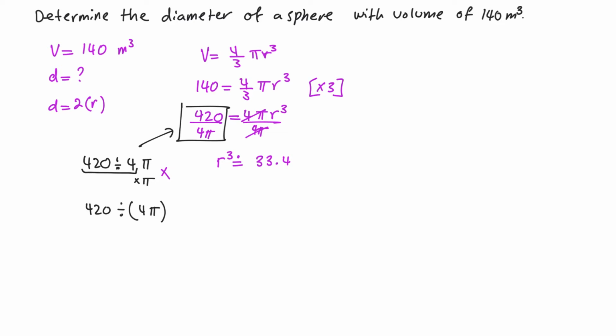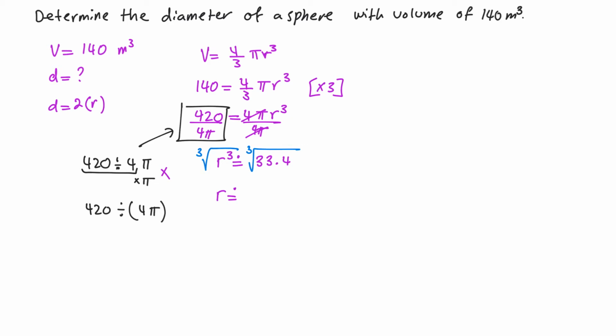Now, once you have this, you know that r cubed is equal to 33.4, but we don't know what r is. So the inverse process of cubing is cube rooting. So I will write that here. I'm going to cube root this side, and I'm going to cube root this side. And by doing this, the left side becomes r. And on the right side, I have to use my calculator to do this.